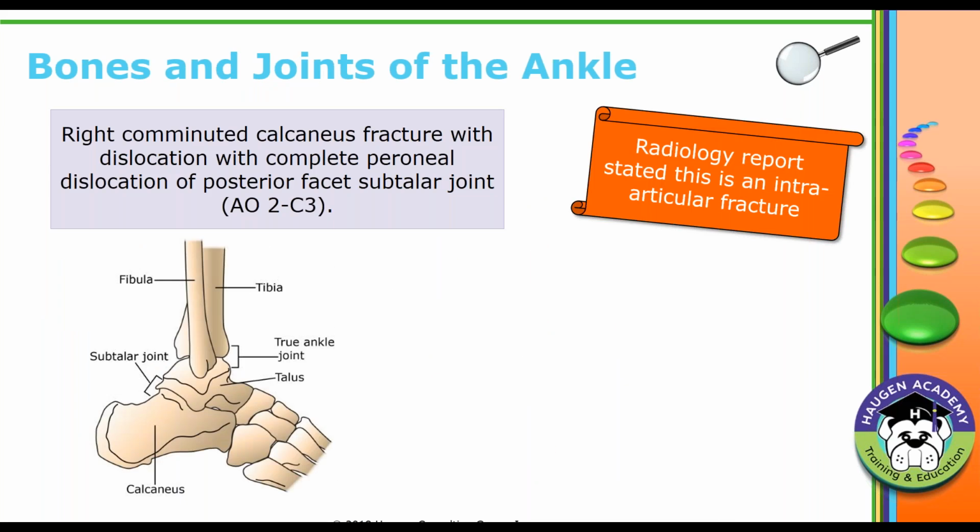And according to our pre and our post-operative diagnosis, we do have that several part fracture of the calcaneus. So if you didn't know already, the calcaneus bone is your heel bone. So that's what's shown in the picture here. We have our calcaneus right here. So that's going to be our heel bone. And then we also have a complete peroneal dislocation of the posterior facet subtalar joint. So this is quite the diagnosis we have going on here.